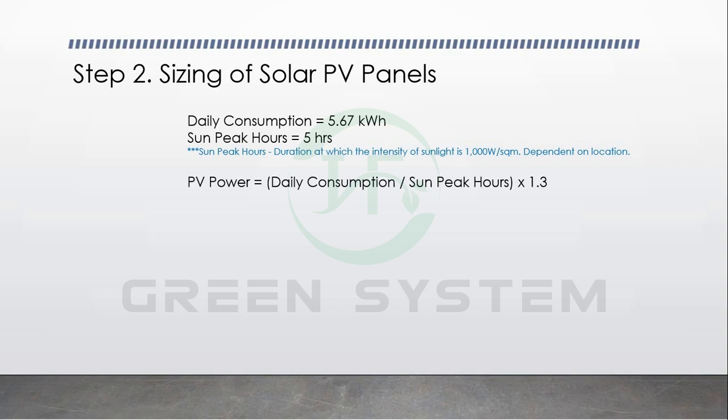To compute the required capacity of our solar panels, we should divide the daily consumption by the sun peak hours and multiply that by 1.3. So that's 5.67 kilowatt hours divided by 5 hours multiplied by 1.3. We will require a minimum solar PV power of 1.475 kilowatts.